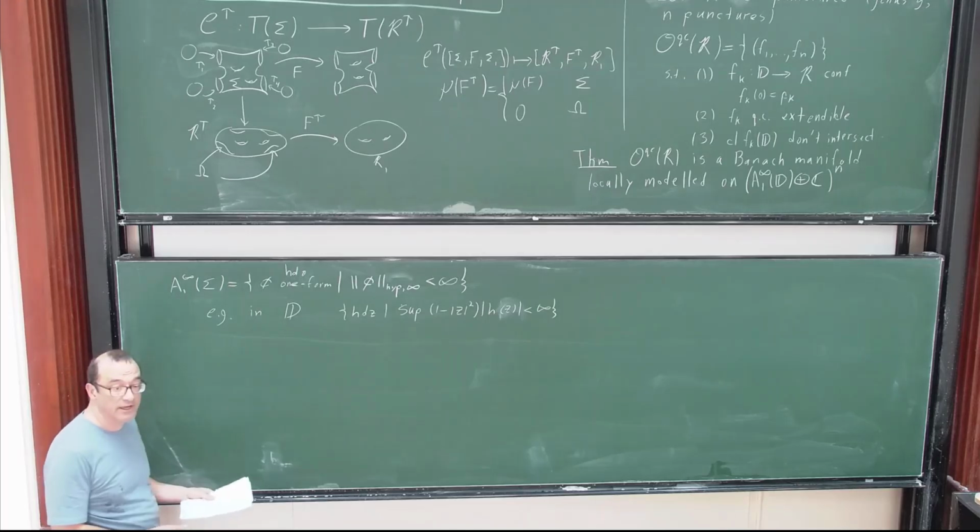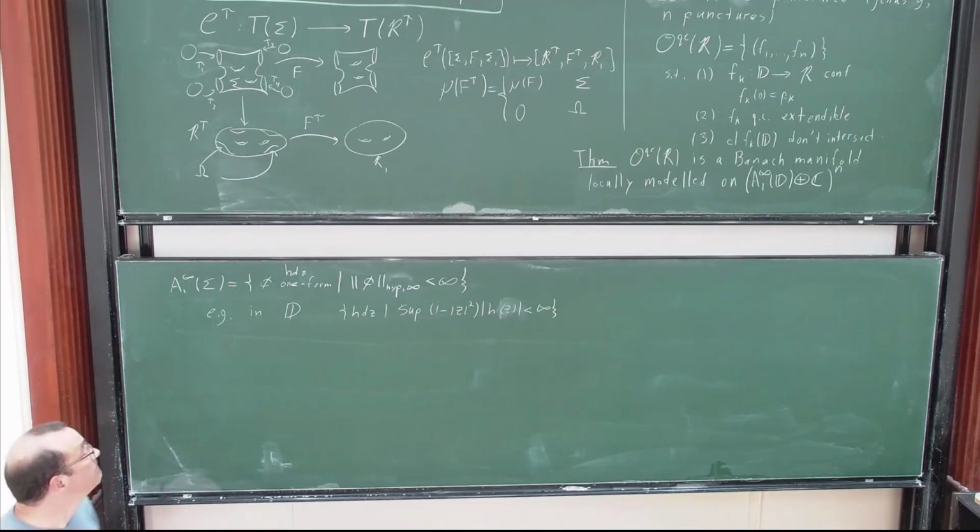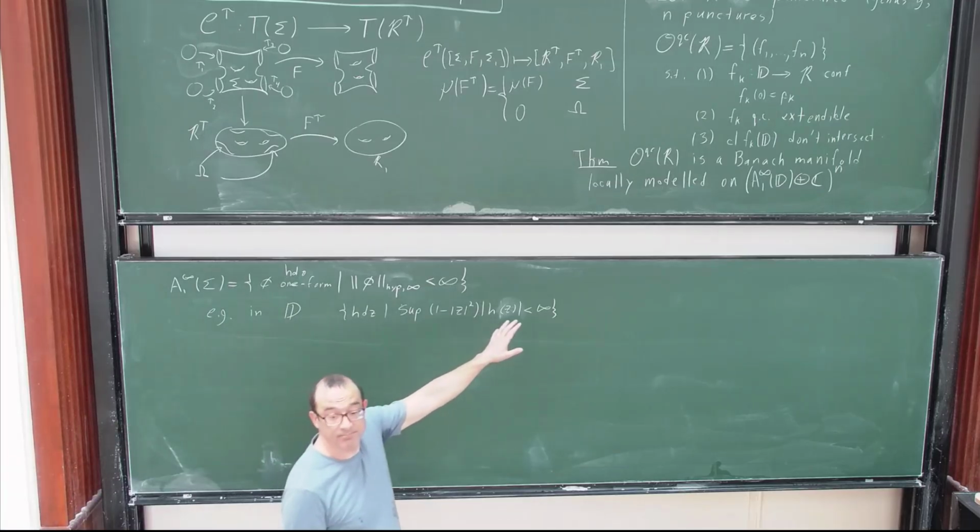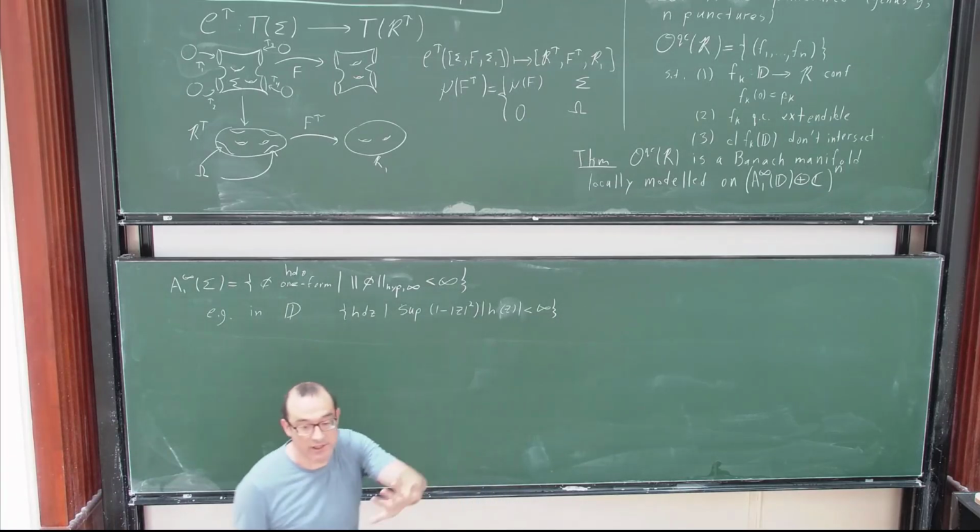One question. Can you explain again how the picture on the left-hand side helps? If you're interested in showing that O of QC of R is a Banach manifold, and we already know that T of sigma is a Banach manifold, then how does the picture on the left-hand side help you deduce that O of QC of R is a Banach manifold? In fact, this is a separate theorem.